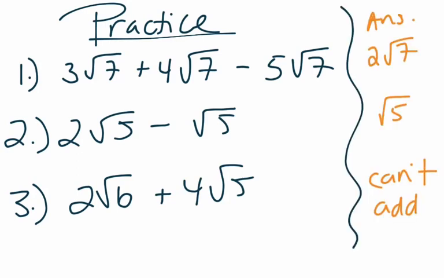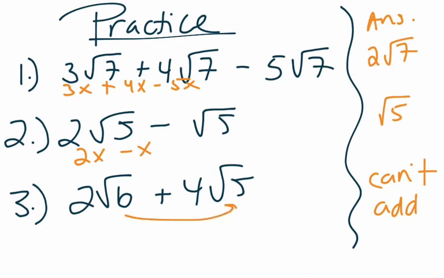And hopefully those answers match your answers. If you have 3 root 7 plus 4 root 7, that gives you 7 root 7. And 7 root 7 minus 5 root 7 is 2 root 7. If you needed to, you could think of it like this: 3x plus 4x minus 5x. Just kind of picture that variable in there. The second one is just root 5. That looks like one of the examples that I just did. So this would be kind of like 2x minus x. We just give you the x, or in this case, root 5.